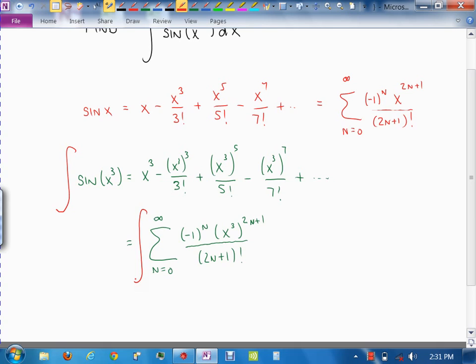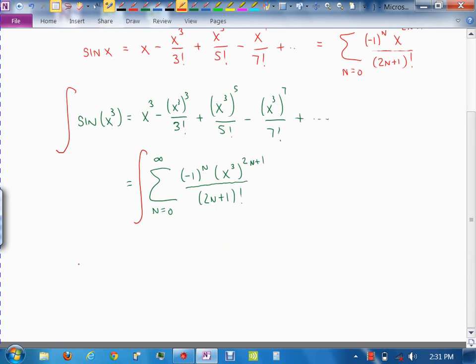What I need over here is something that looks like x to a power. Right now it's x cubed to a power. So how can you get that x cubed out of there? How can I rewrite this? Yeah, multiply it. So I get the integral of the sum from n equals 0 to infinity of negative 1 to the n, x to what power? 6n plus 3, good. All over 2n plus 1 factorial.